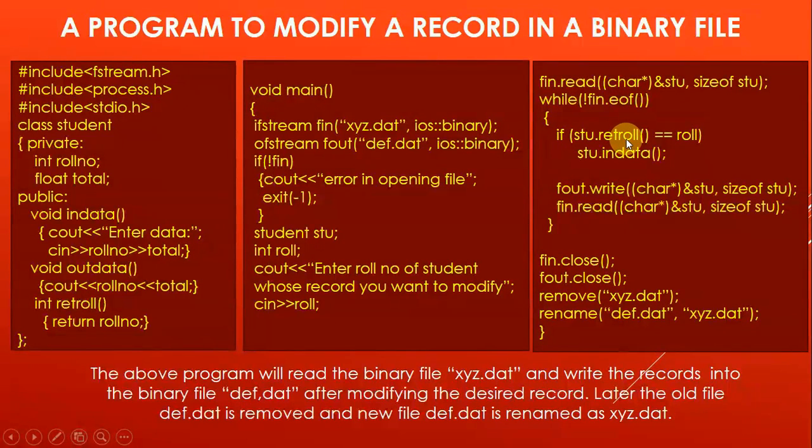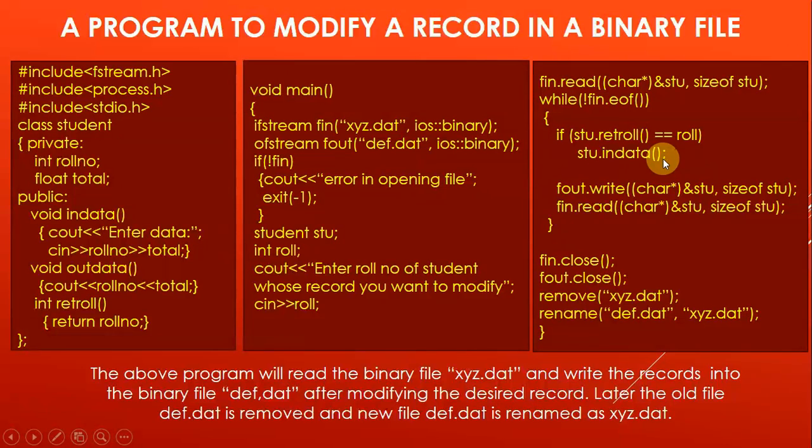If stu.retroll() is equal to roll. Please look at this line carefully. stu.retroll() means I am calling the function retroll for the object stu. As this is a class and all the data members are private, I cannot write stu.rollnumber. This is invalid. So I have to use the function retroll, which will return the roll number of this particular object stu. I will compare this roll number with the roll number which the user has entered. If they are the same, it means I have to modify this record.